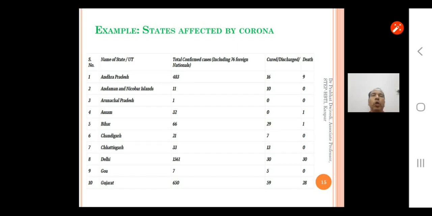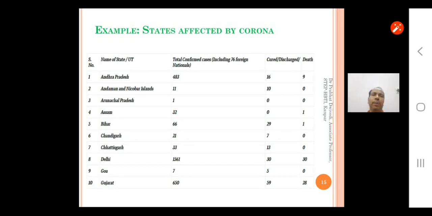So rows denote states, and columns denote various characteristics like name of state. In rows states are written. In columns, the second column shows total confirmed cases, the third column shows cured cases, and the last column shows death cases.